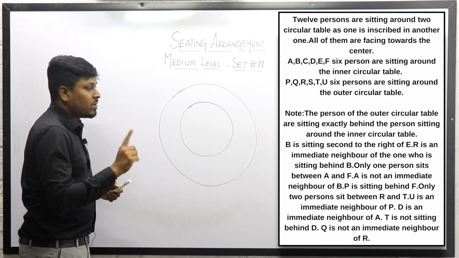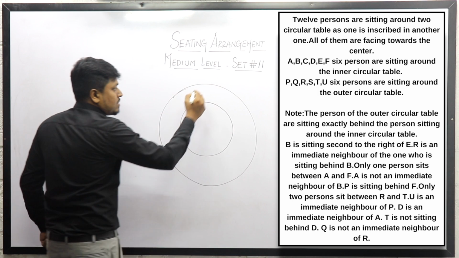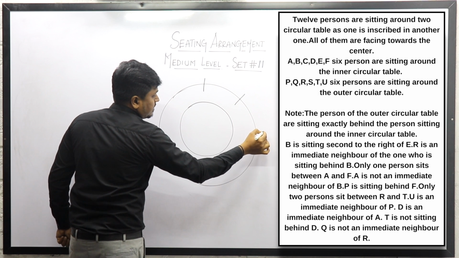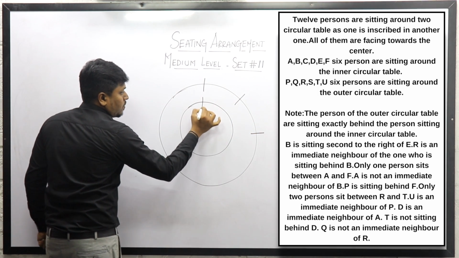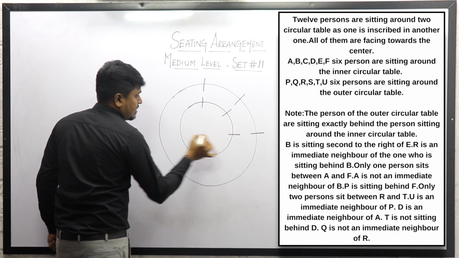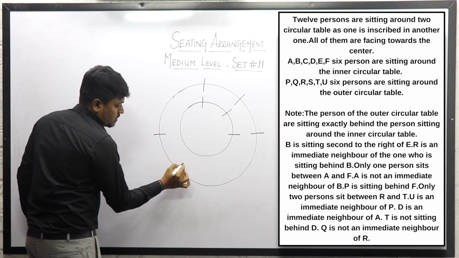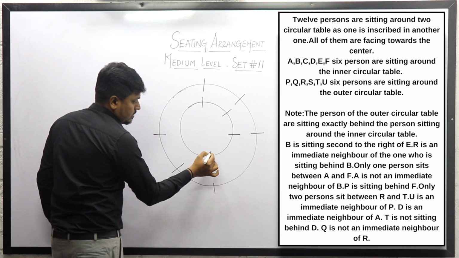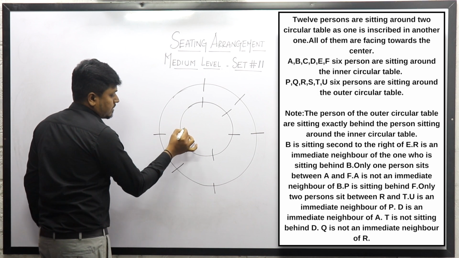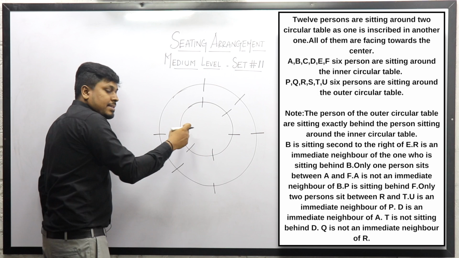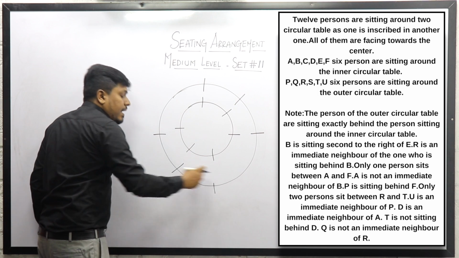So just see here, we know that totally there are 6 persons sitting, right? So what I can do is I can draw like this: 1, 2 and 3, and also 1, 2 and 3. Just see how I am drawing this diagram. So we can fix 1, 2 and 3, and also 1, 2 and 3. So friends, understood? In the inner circle there are 6 persons sitting, and in the outer circle there are another 6 persons sitting.